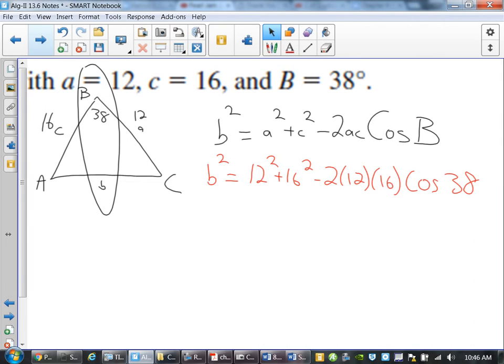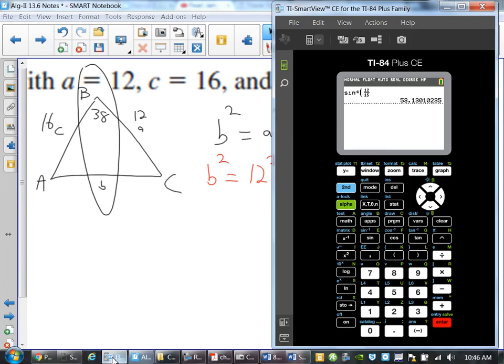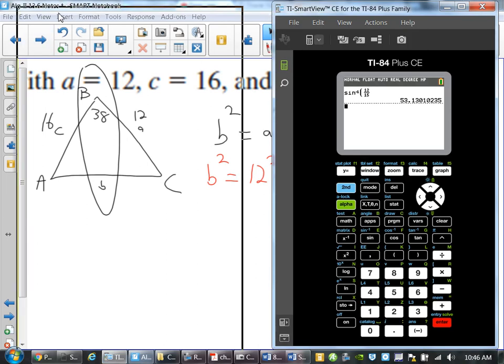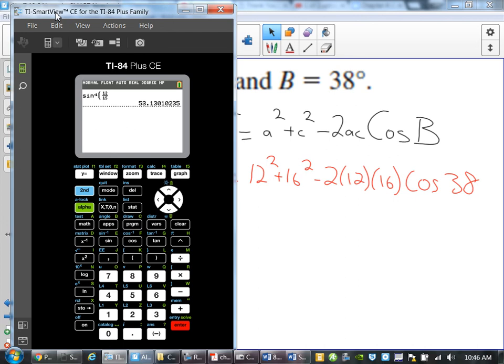Plug and chug. All you're doing is just entering it directly into the calculator. And if you type it in exactly the way that you write it, you'd be better off. Okay? 12 squared plus 16 squared minus 2 times 12 times 16 cosine 38. And it gives me some number. That number equals what?